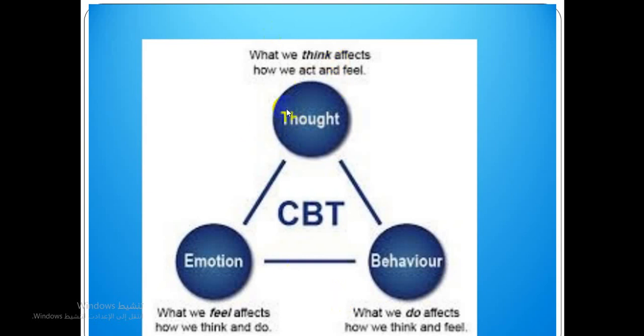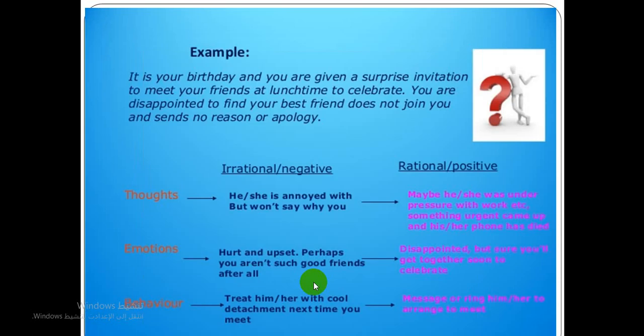According to the thought, emotions, what we feel, affects how we think and do. And according to the behavior, what we do affects how we think and feel. Another example: it is your birthday and you are given a surprise invitation to meet your friends at lunchtime to celebrate. You are disappointed to find your best friend doesn't join you and sends no reason or apology. Here, according to thoughts, emotions, behavior.